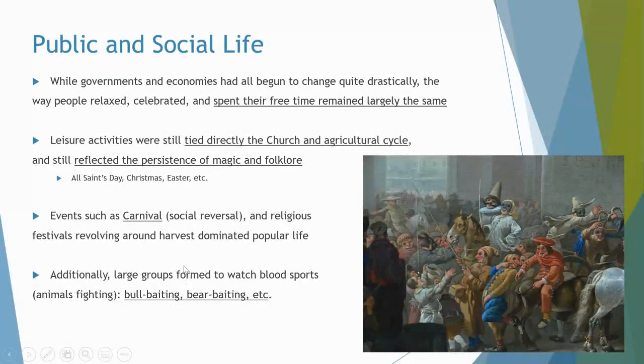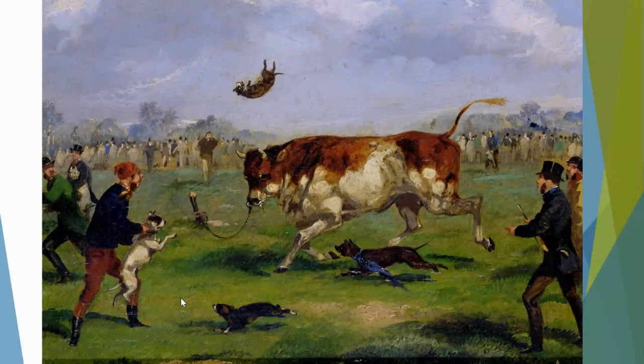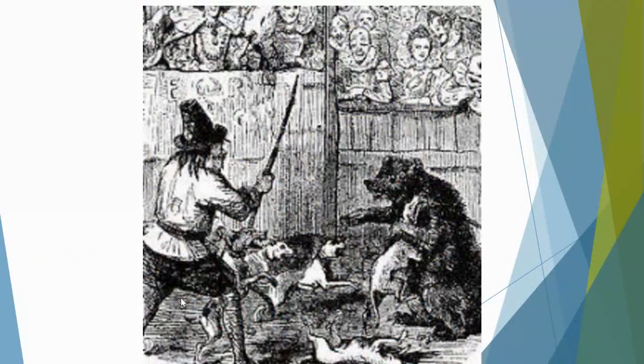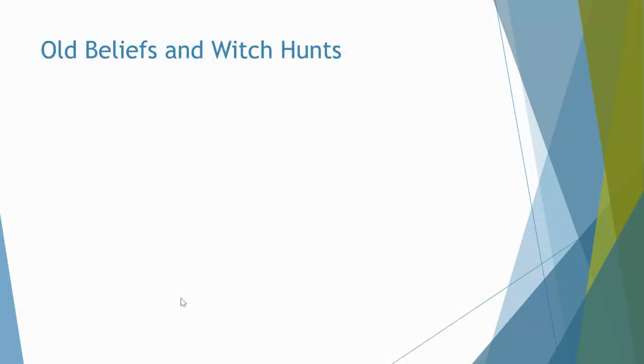There were also blood sports such as bull baiting and bear baiting or animals fighting. You can see here they have a bunch of dogs attacking one bull to see how many it'll take to take it down. Same thing here. You see a guy that looks like he has some type of stick or sword with dogs attacking a bear. So these blood sports are what they sound like, sports of blood. A lot of animals fighting each other.